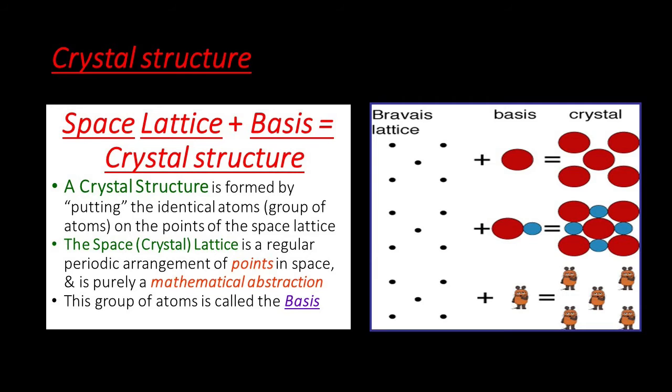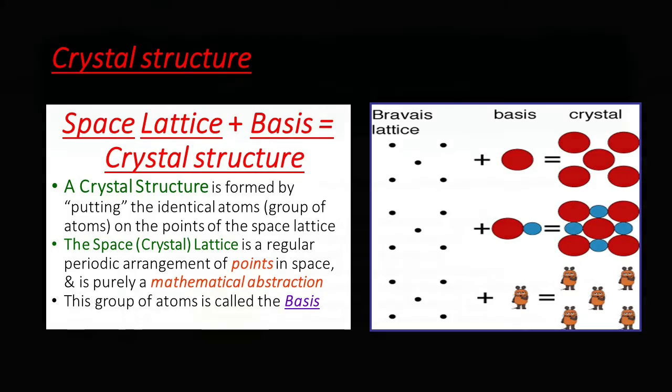But what is crystal structure? Crystal structure is formed by putting the identical atoms on the points of the crystal lattice. So what is a crystal lattice or space lattice? It is a regular periodic arrangement of points in space, and it is purely a mathematical abstraction. This group of atoms is called the basis.